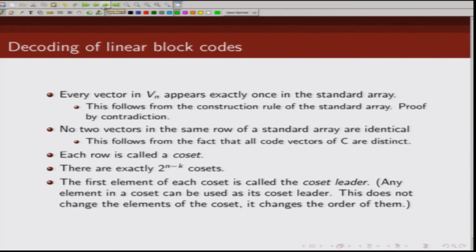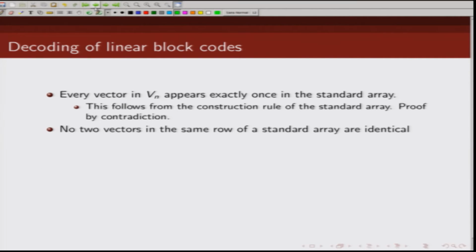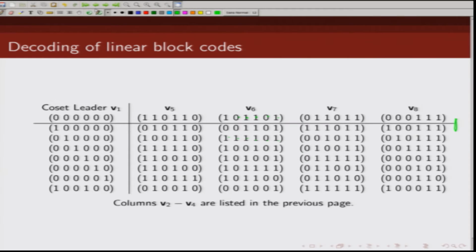If you just go back here, let us say look at this row, the coset leader was this, the leftmost entry in the standard array. Now, what happens if, instead of choosing this as the coset leader, we had chosen this as the coset leader? Would it have changed the elements of this array? No.